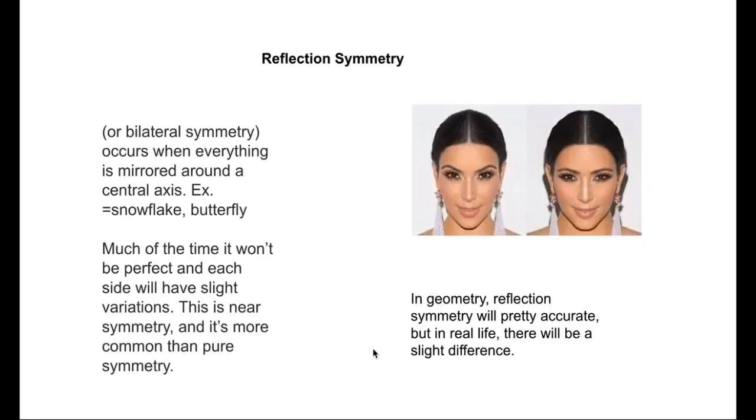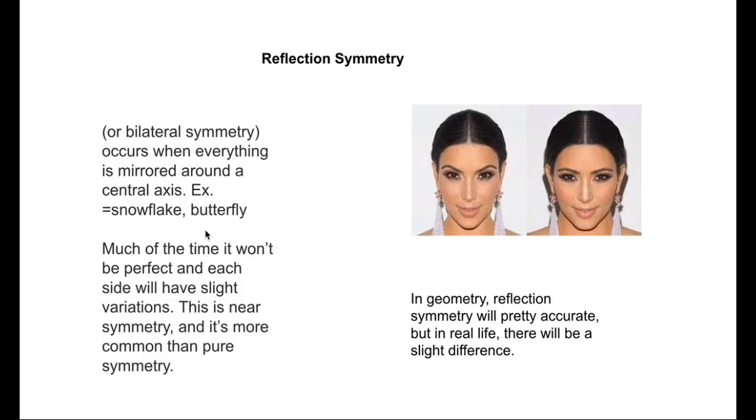Now we have reflection symmetry. This occurs when everything is mirrored around a central axis, such as a snowflake or butterfly. Examples like this show that the reflection symmetry, as we often think, isn't going to be perfect on each side, and it might have slight variations. It's going to be pretty close to each other, but it's not going to be exactly the same on both sides.